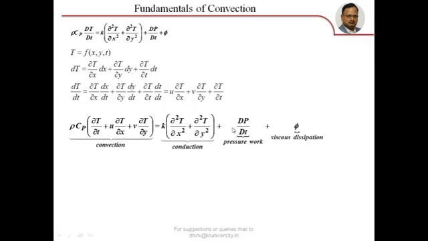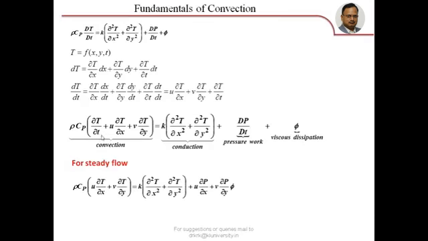Very simple equation. If you neglect the pressure and viscous dissipation work, this is nothing but our conduction heat equation: net energy leaving the element by means of conduction equals energy accumulated in the body, m Cp dT by dt. Very simple. This term is generally called the convective term, this is the conduction term, this is the pressure work term, and this is the viscous dissipation term.